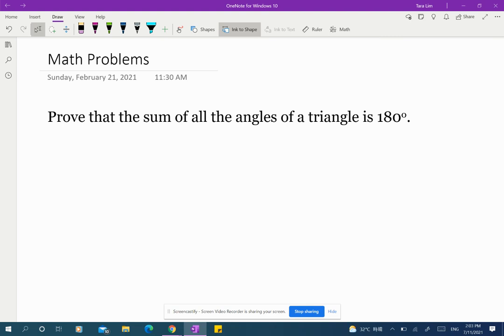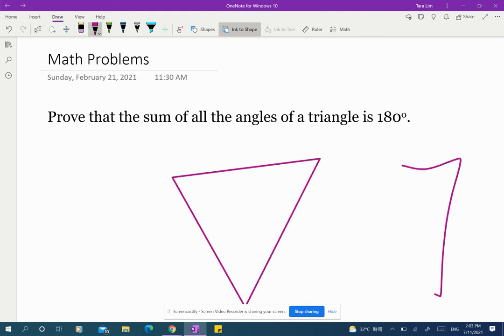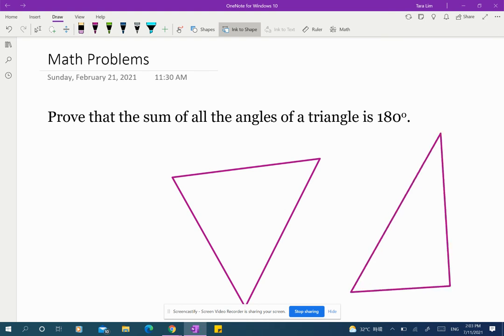Prove that the sum of all the angles of a triangle is 180 degrees. So first of all, we have a triangle. It can be like this. Okay, it can be like this. It can be like that.